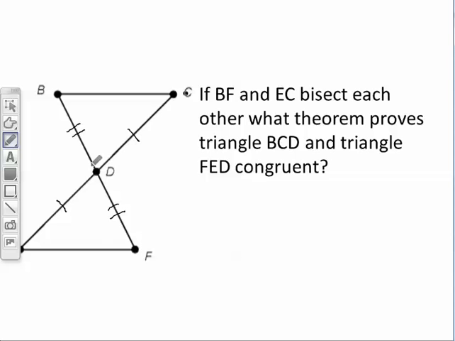I know that this angle, see how I make these little curve marks for angles? That's showing that those two angles are congruent to each other. Why? Because they're vertical angles. Well, now if I look at one of the triangles, I've got a side, an angle, and a side. So I think that the theorem that I would use to prove them congruent to each other would be side, angle, side.